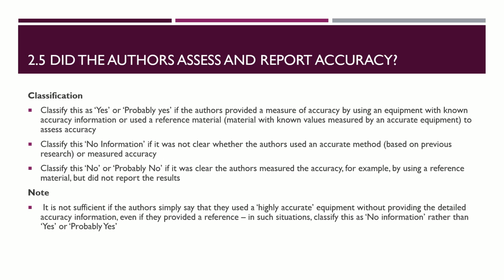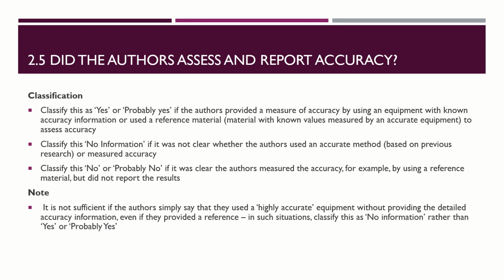Okay, so classify this as yes or probably yes if the authors provided a measure of accuracy by using an equipment with known accuracy information or used a reference material to assess accuracy. Okay, so either of these are acceptable. Classify this as no information if it was not clear whether the authors used an accurate method or measured accuracy. Classify this as no or probably no if it was clear that the authors measured the accuracy, for example, by using a reference material, but did not report the results.